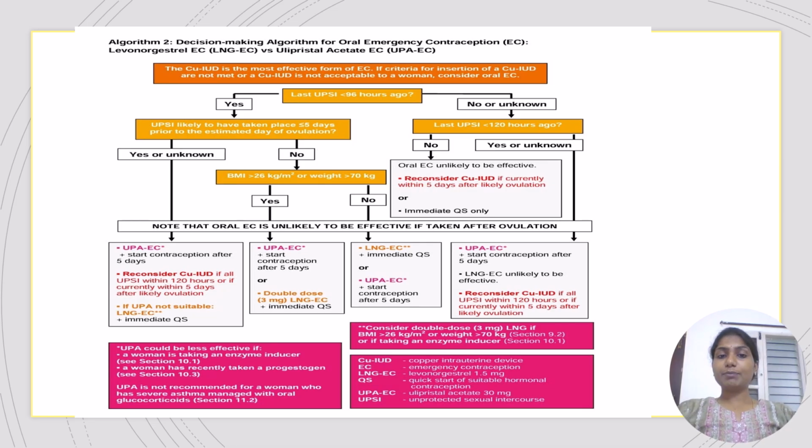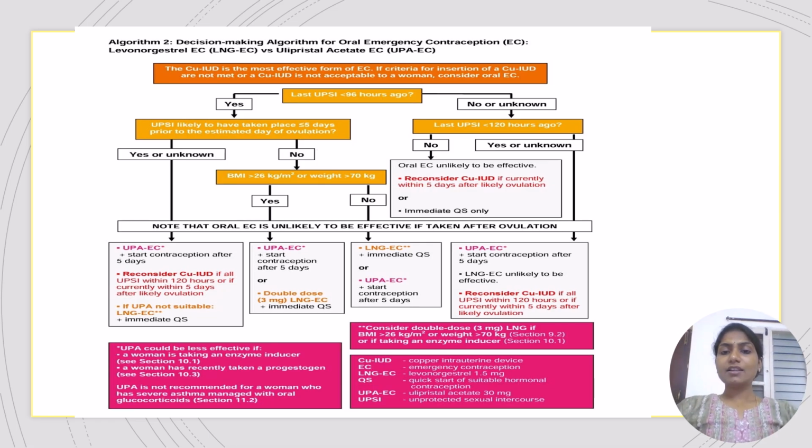So next, if the body weight is more than 70 kg and the BMI is more than 26 kg per meter square, then we cannot use LNG. So UPA has to be used. If the body weight is more than 85 kg and BMI is more than 30 kg per meter square, we cannot use UPA also. That time give double dose of LNG emergency contraception.